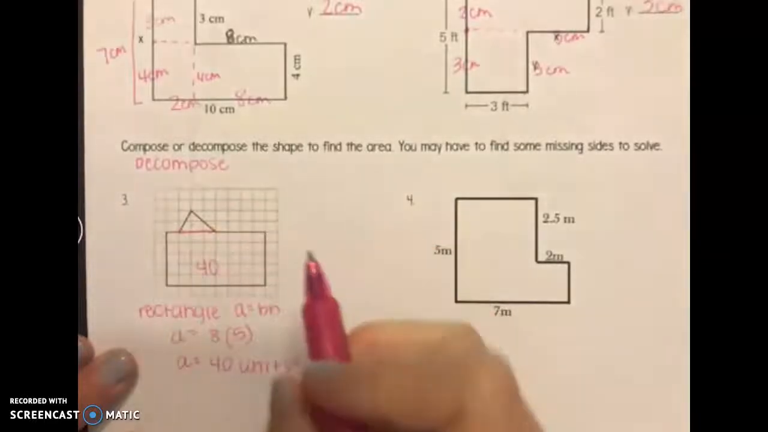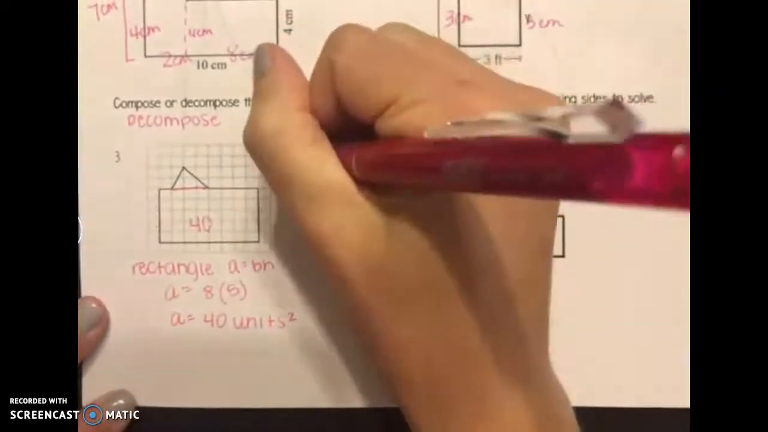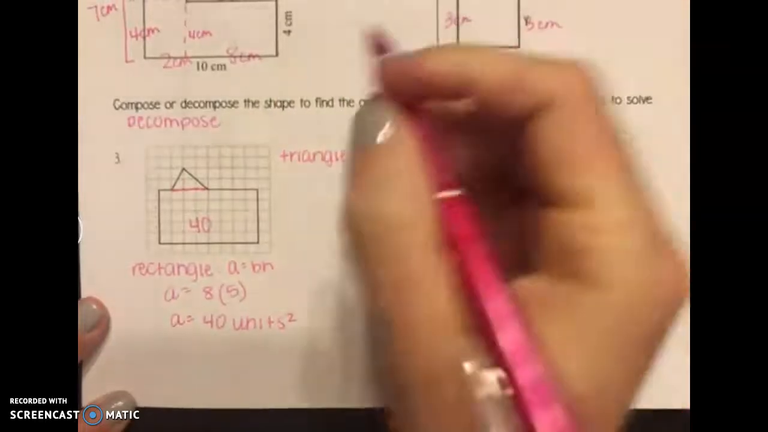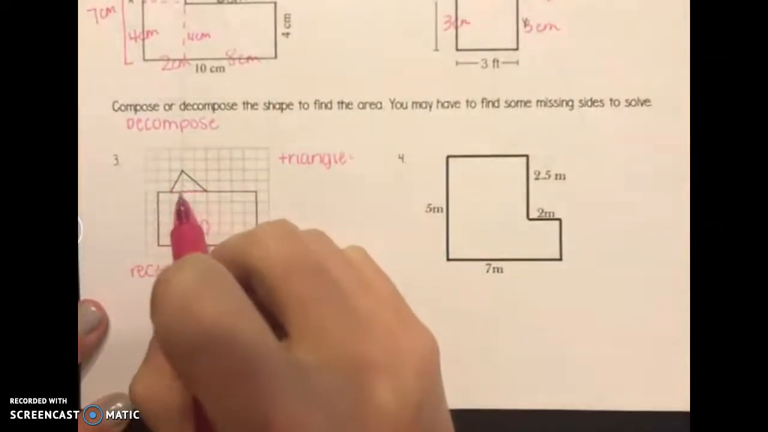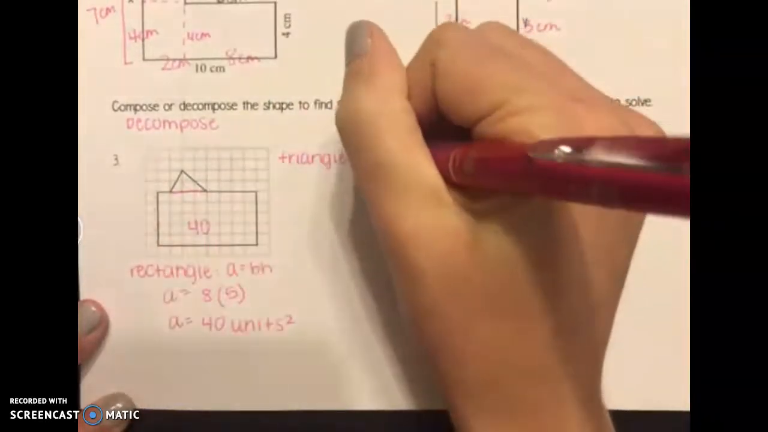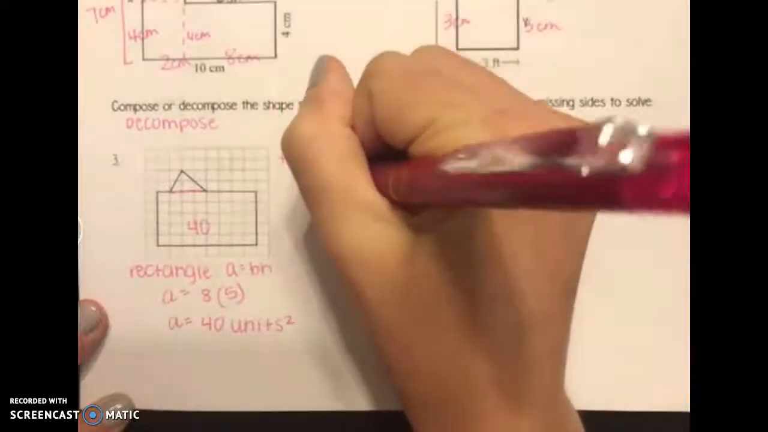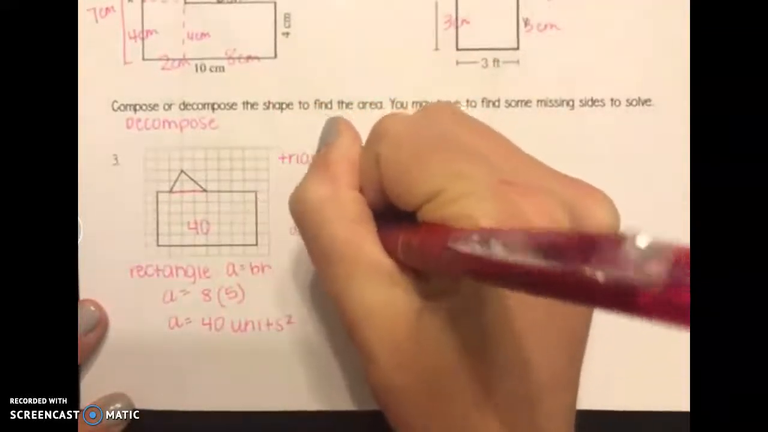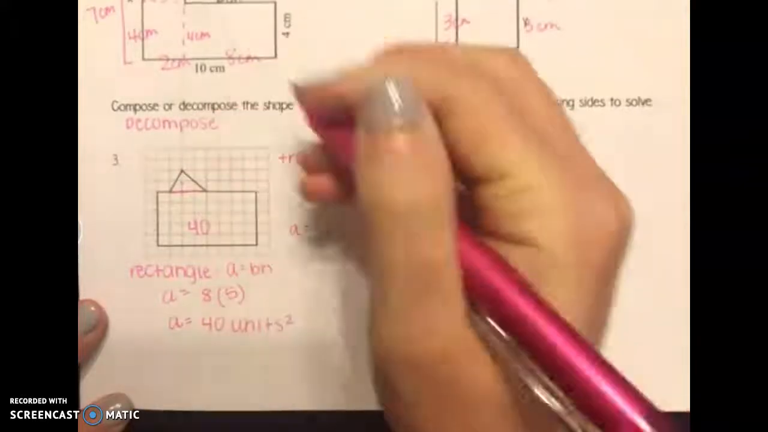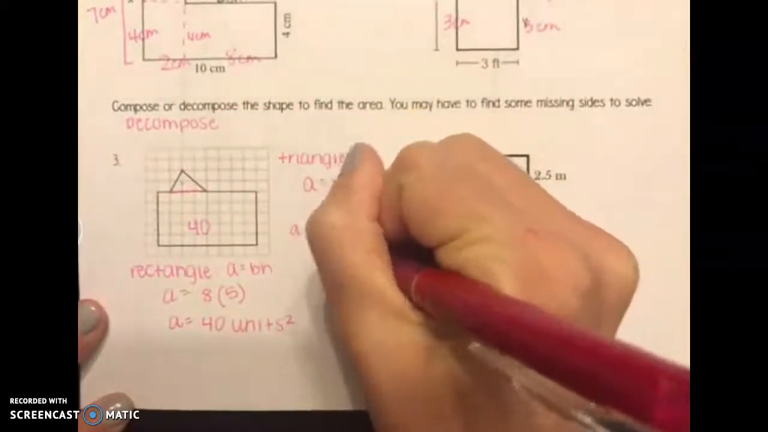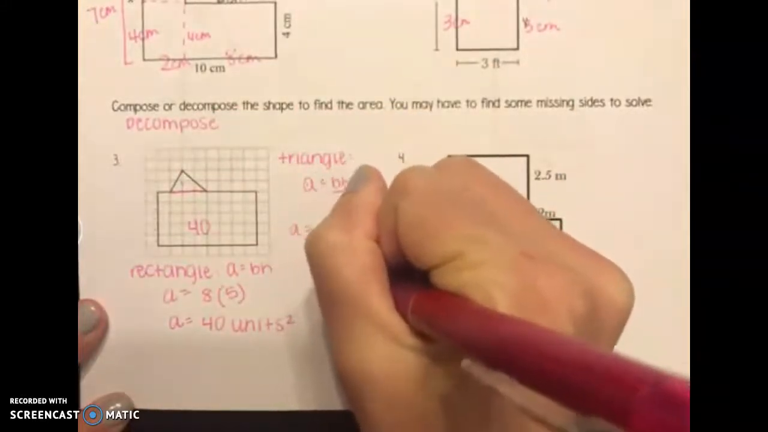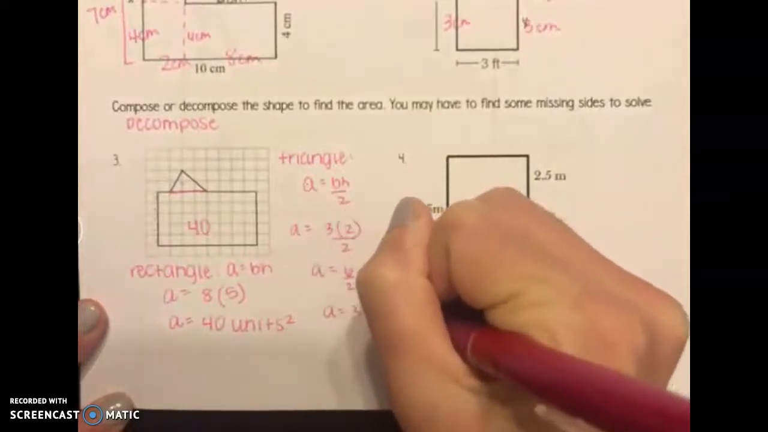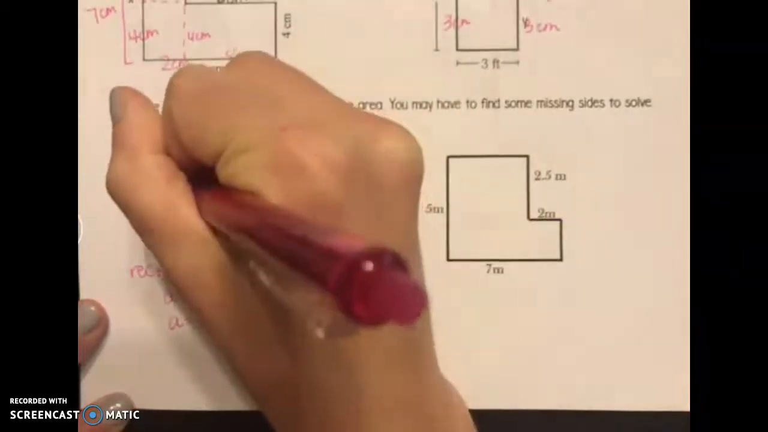Okay. And then I have the triangle left. So I have my triangle. Okay. So we have a base of 1, 2, 3. Oh, and I'm going to use area equals base times height over 2. So area equals a base of 3 times the height of 1, 2, all over 2. So area equals 6 over 2, which would give me an area of 3 units squared.